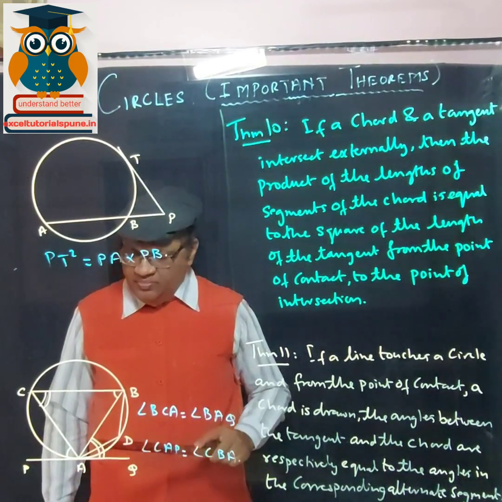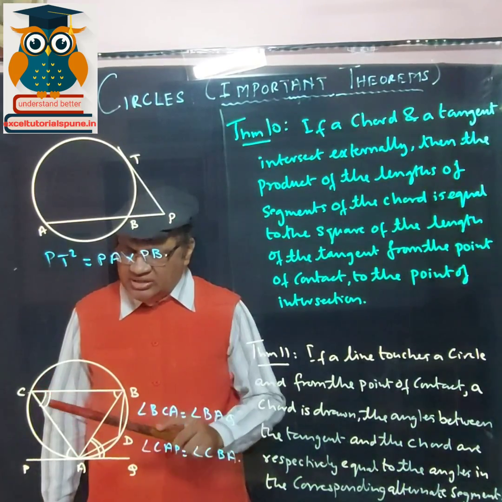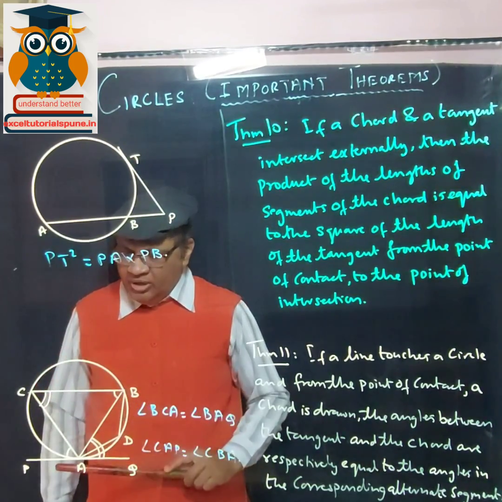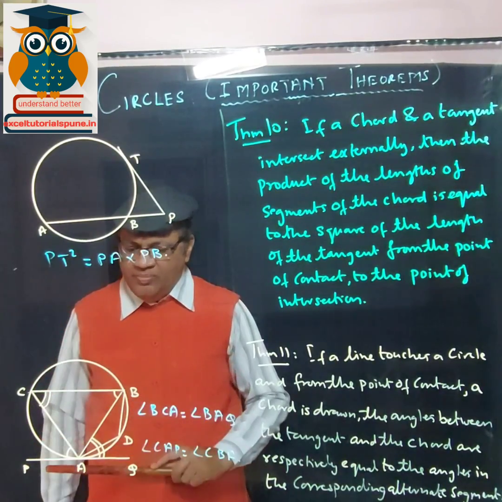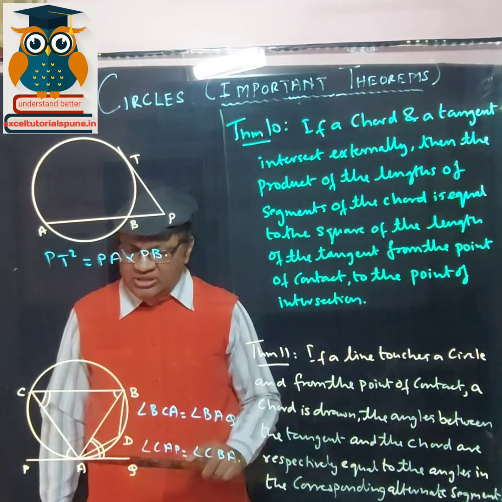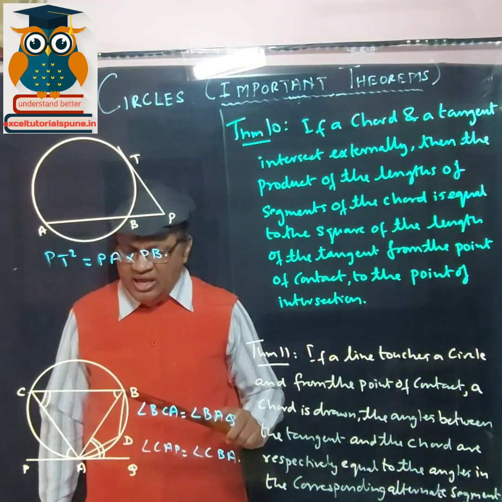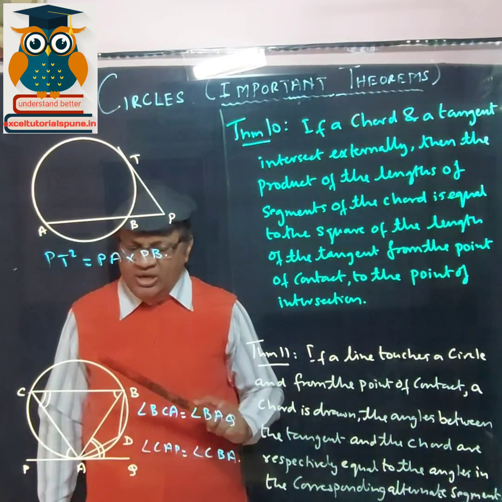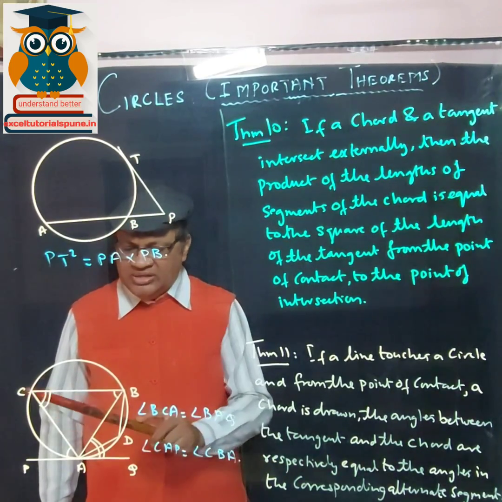So again, PQ is a tangent, AC is a chord. Which is the angle enclosed in AC? It is ABC. Angle PAC is equal to angle ABC. Then again, PQ is a tangent and AB is a chord. Which is the angle enclosed in AB? Angle ACB. So angle BAQ is equal to angle ACB.